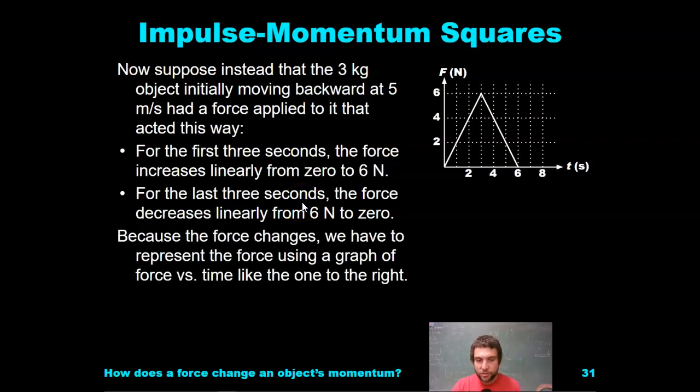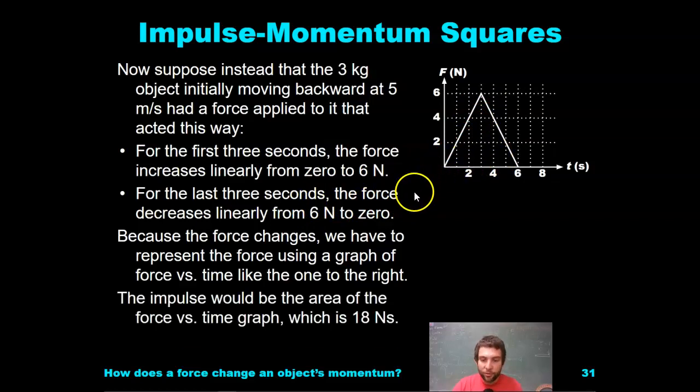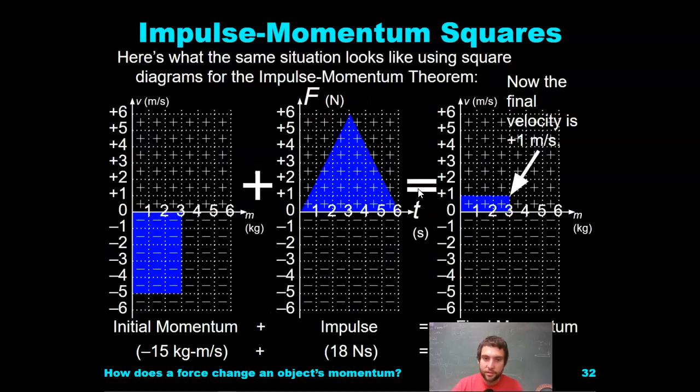Because the force changes, we have to represent the force using a graph of force versus time like this. The impulse would be the area of the force versus time graph, which is 18 newton seconds. Here's what the same situation would look like using square diagrams. The initial momentum is still the same, -5 meters per second times 3 kilograms. And then we have that impulse, force versus time graph.